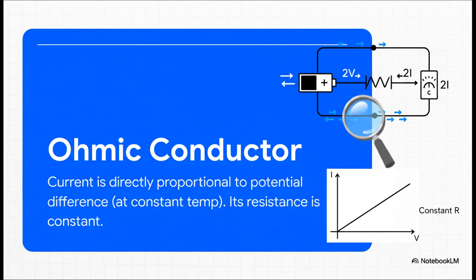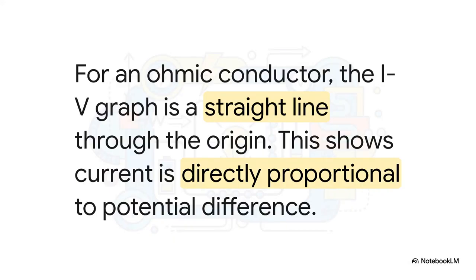It's perfectly proportional. And this is what its current voltage graph, or IV graph, looks like. It's a perfectly straight line that goes right through the origin. This graph is the visual signature of an ohmic conductor. You see this, you know straight away, the resistance isn't changing.